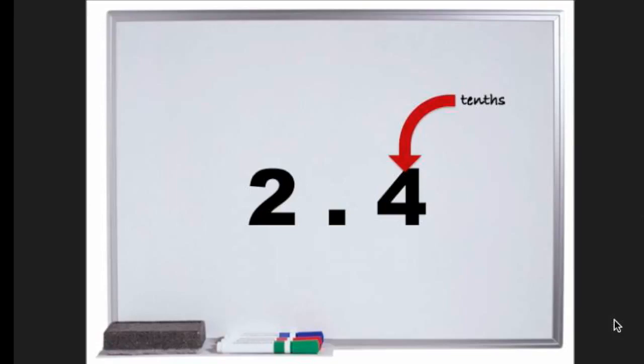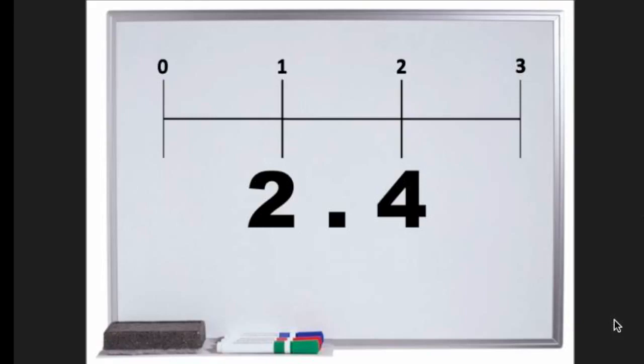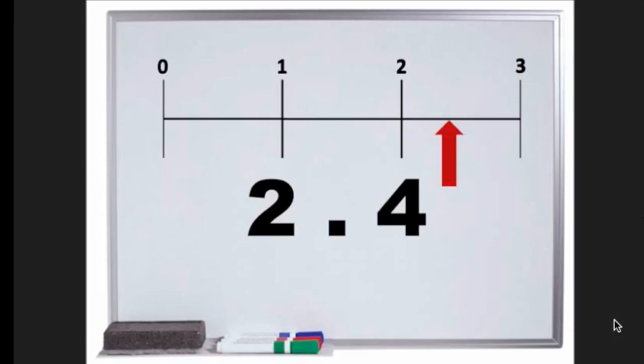Tenths are a part of a whole number. Numbers after the decimal are similar to a fraction. They represent part of a number. 2.4 is in between 2 and 3.